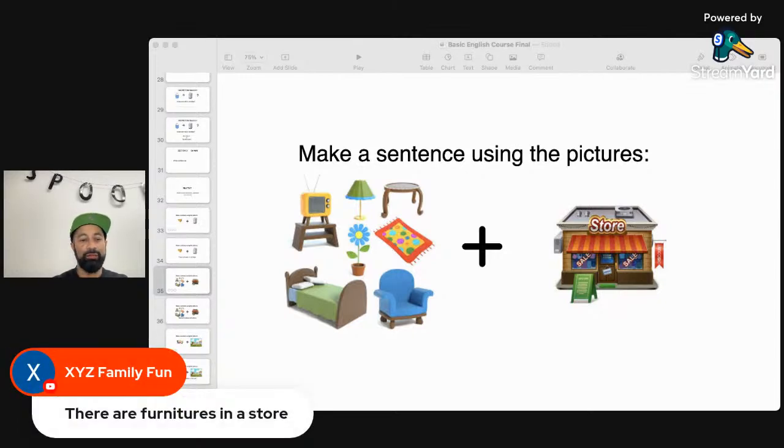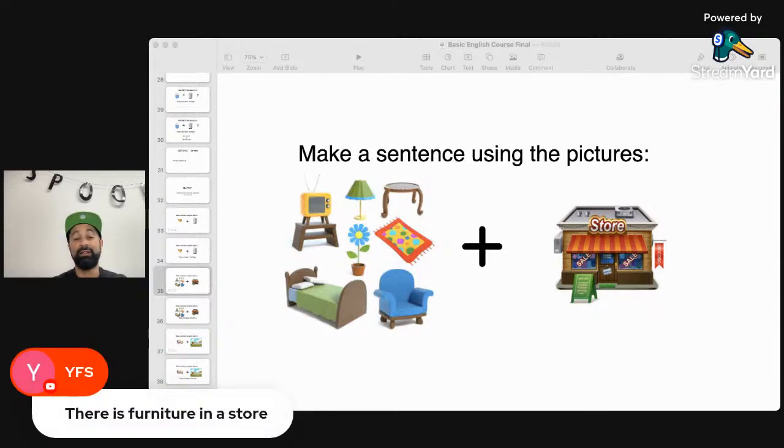XYZ, your answer: there are furnitures in a store. Okay, so you've used the noun furniture. And YFS says there is furniture in a store. So XYZ, you think furniture is countable. And YFS, it looks like you think furniture is uncountable. Let's look at the screen. Let's see what it is.